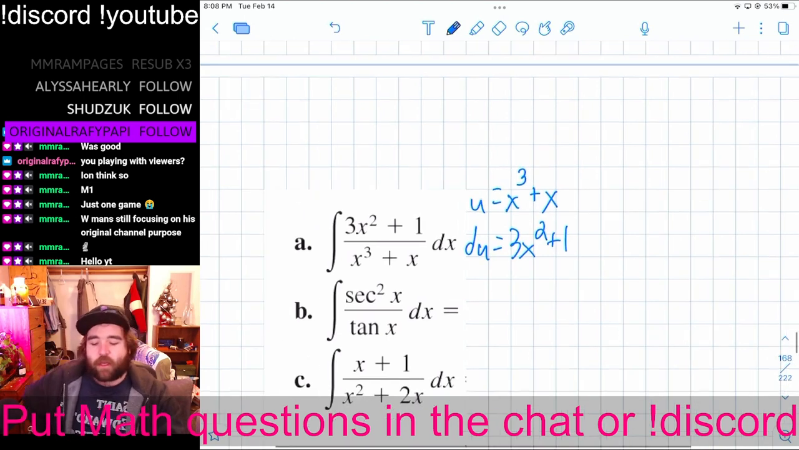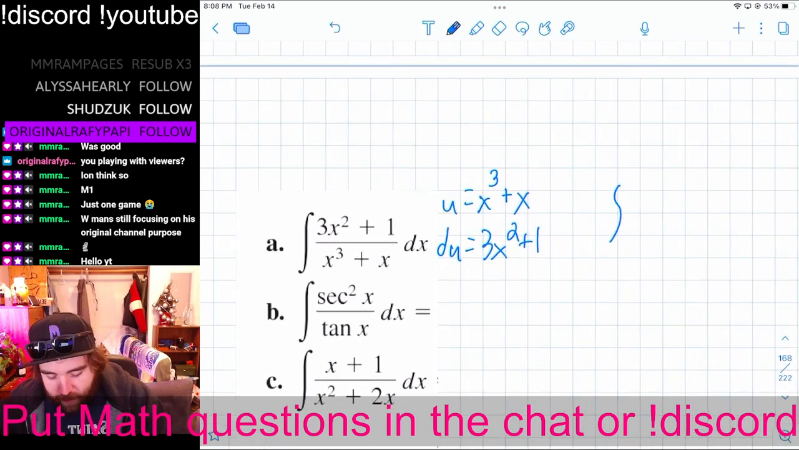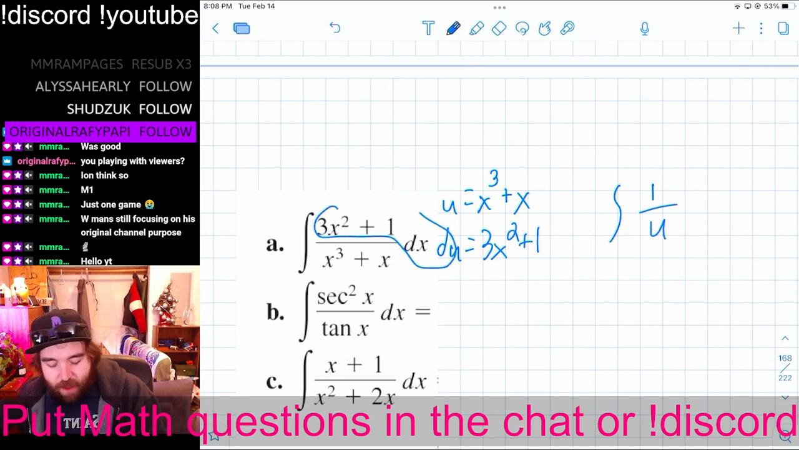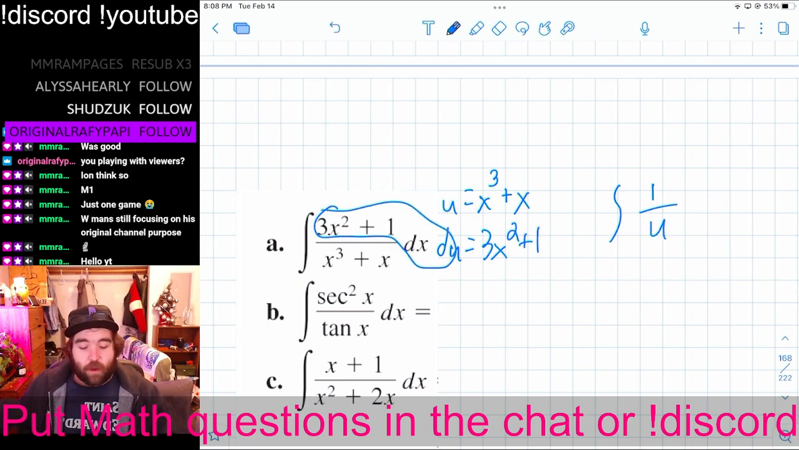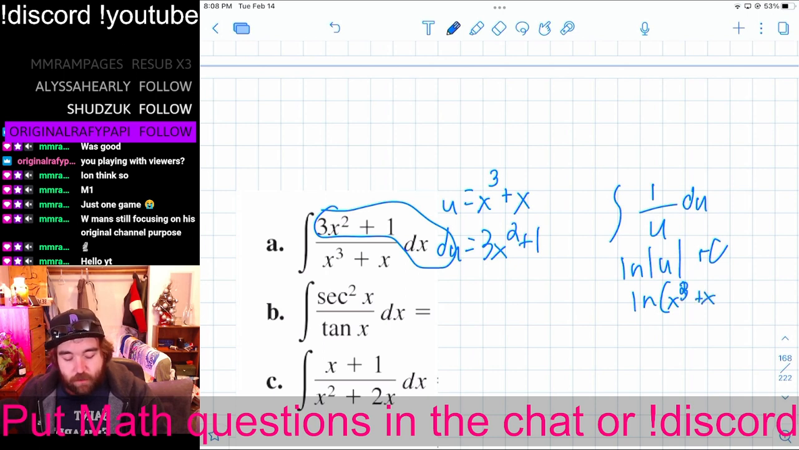And choosing that really is a bit of trial and error and a bit of looking ahead. Like you have to be able to look ahead really quickly and say, well, if we made this our u, so this is just 1 over u, we have perfectly our du right there. So this is just the integral of 1 over u du. So it's just the ln of u plus c. So it's the ln of what we said u was. x cubed plus x.